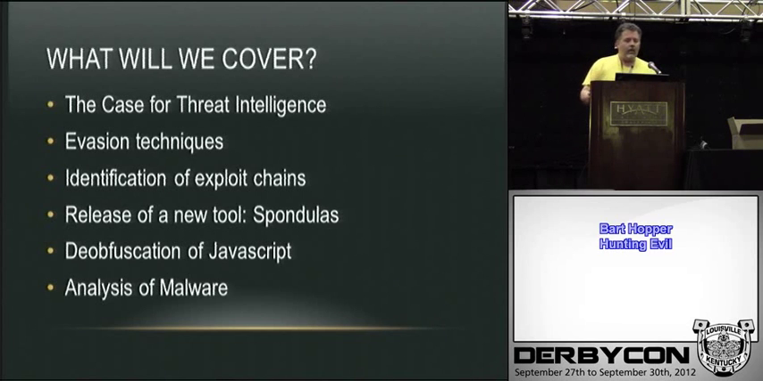So what are we going to cover? First, we'll talk about the case for threat intelligence. We're going to go through the evasion techniques that attackers use to hide their attacks, and the identification of exploit chains. I'm going to release a new tool today, Spondulus. I want you, when you leave the talk, to be able to deobfuscate JavaScript so that you can understand the attacks hitting your organization. And we'll talk briefly on the analysis of malware. Now, as a warning, I've got about 104 slides, so it's going to move quick.